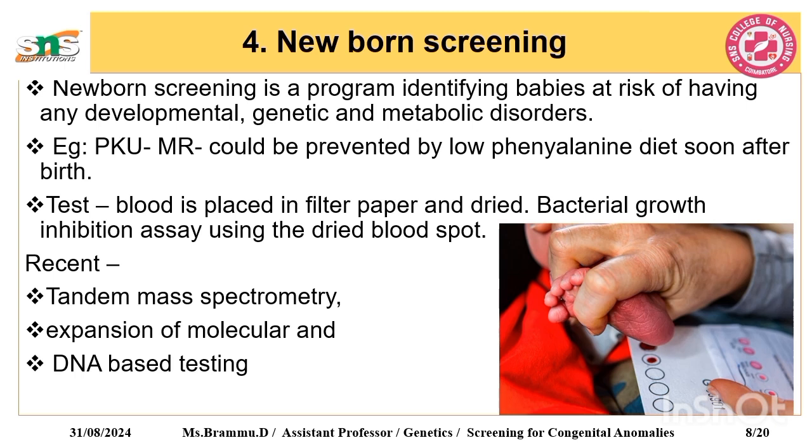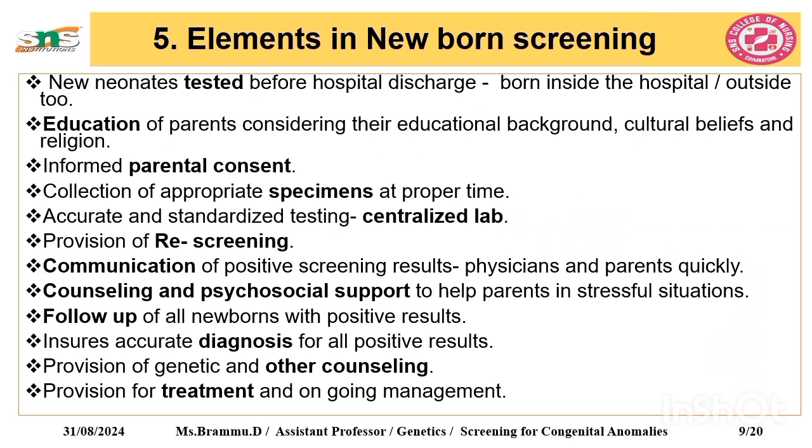Coming to newborn screening, the common test performed here to identify phenylketonuria or mental retardation is tandem mass spectrometry. Expansion of molecular or DNA based testing can be performed. And here they are using the oldest technology, which is placing the filter paper and drying that particular sample, and they will find out how much is the bacterial load, and thereby they estimate the changes in the genetic material by using the capillary sample of the infant or neonate.